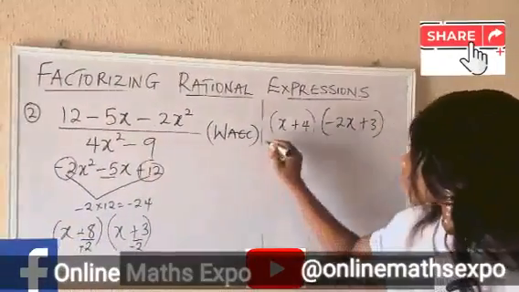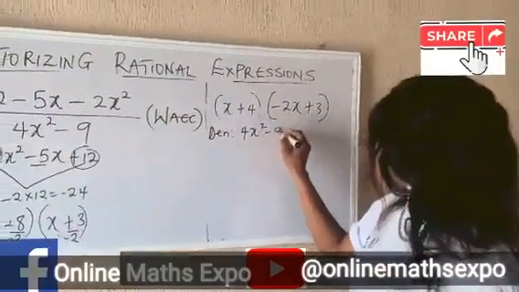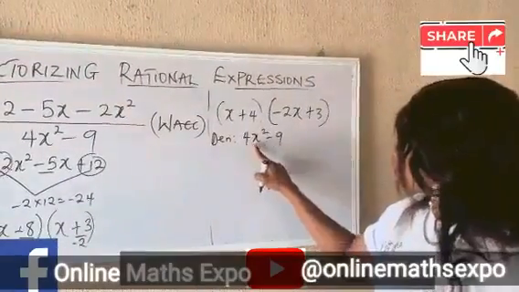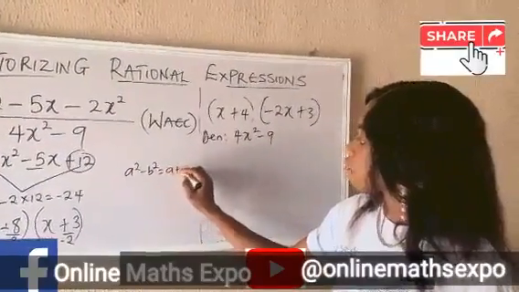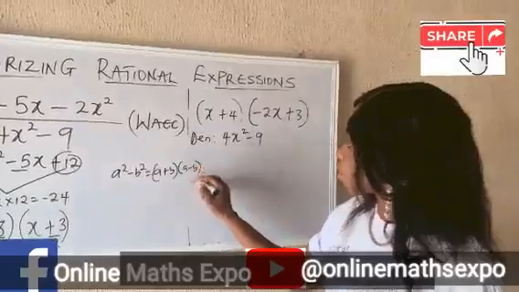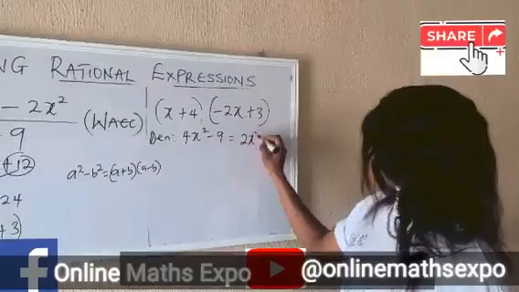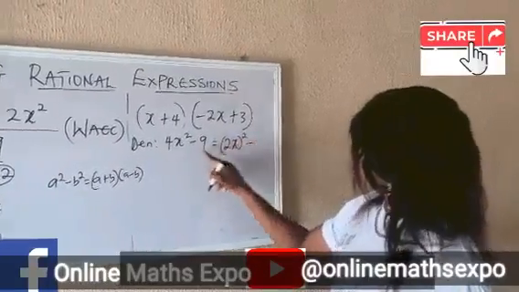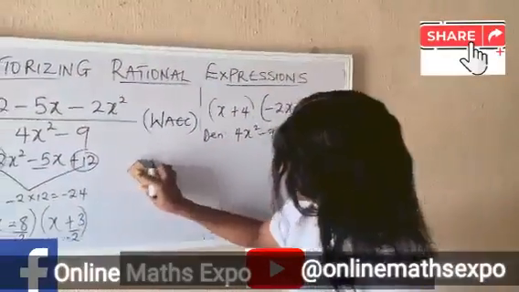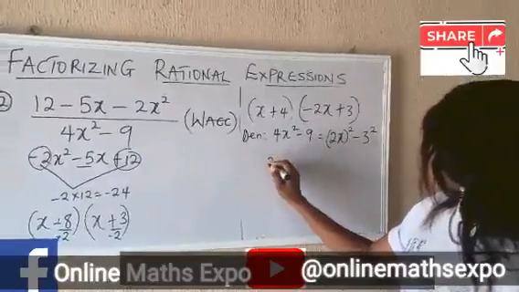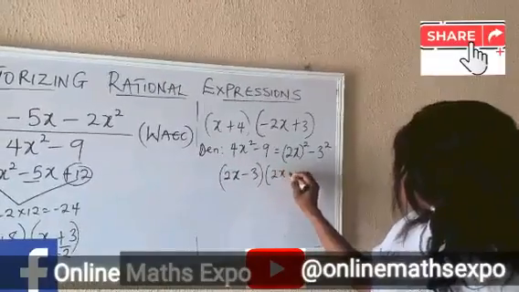Let's look at the denominator. For the denominator, we have 4x squared minus 9. As usual, this is a difference of two squares, where a squared minus b squared is equal to a plus b and a minus b. So for this, it is the same thing as 2x all squared minus 9, which is 3 squared. I hope you are still there with me. If we factorize this, it will give us 2x minus 3 and then 2x plus 3.